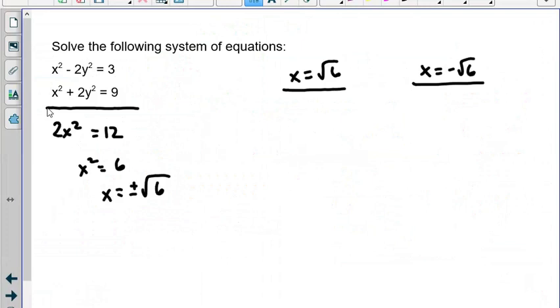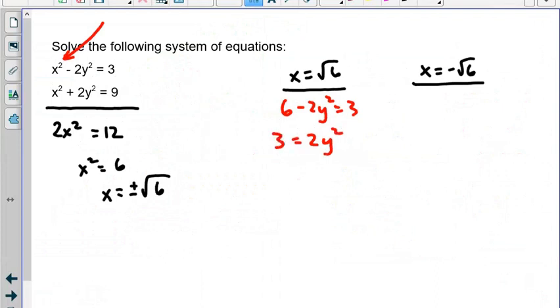So if we substitute root 6 or negative root 6 in, one of the pretty cool things about this problem is you don't even have to do both of them, because root 6 squared is 6 and negative root 6 squared is also 6. So you don't have to spend a whole bunch of time doing that. You can get 2y squared equals 3.